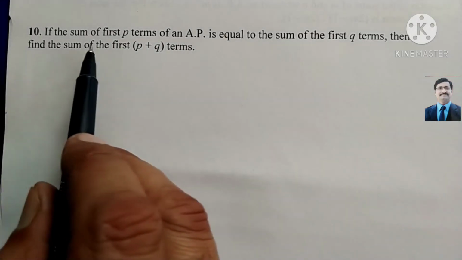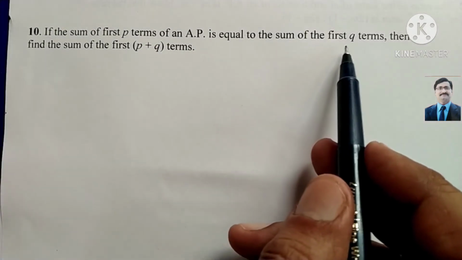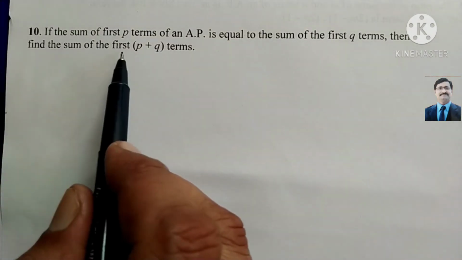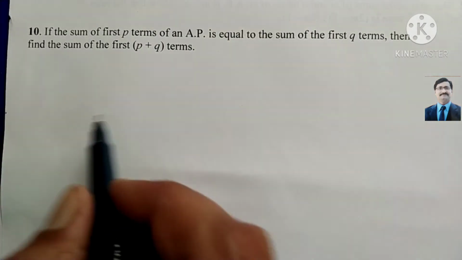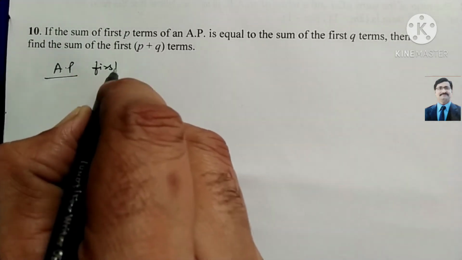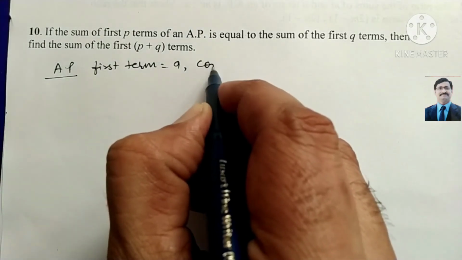Next question is, if the sum of p terms of an AP is equal to the sum of first q terms, then find the sum of first p plus q terms. So here this AP is given. We will suppose the first term is a and common difference is d.